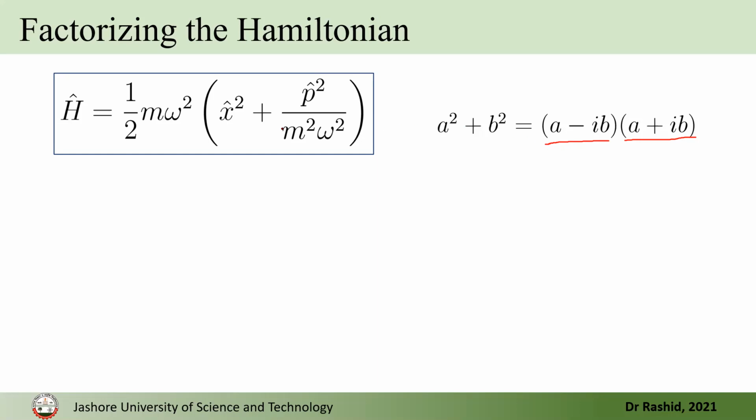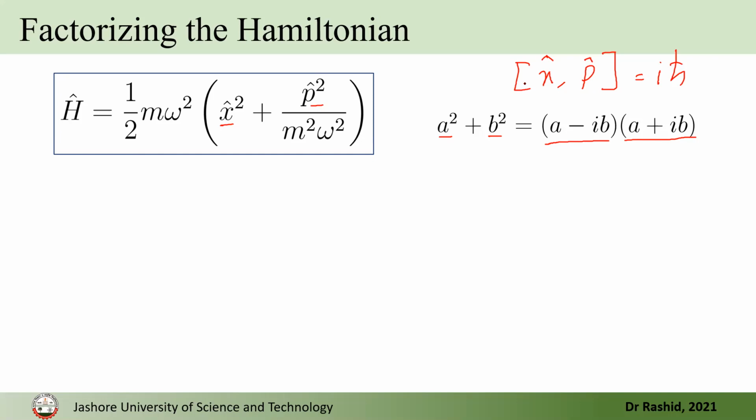But there is one problem, because a and b are numbers. We can exchange their order in multiplication, but x hat and p hat are operators, and we know that they do not commute. The commutator between x hat and p hat equals i h bar. If they would commute, it would be 0, but instead of 0, we have i h bar.